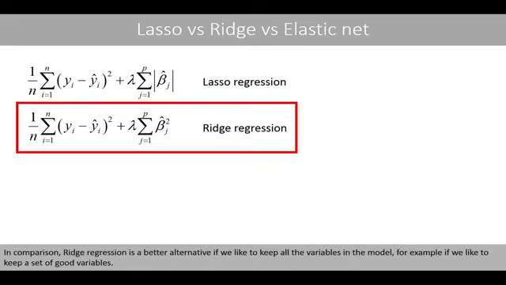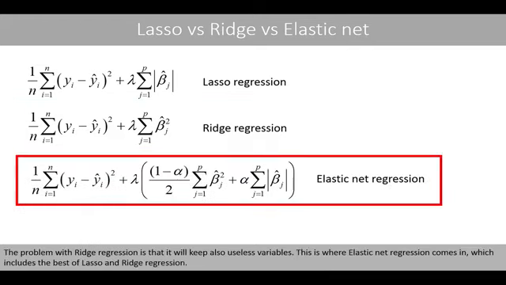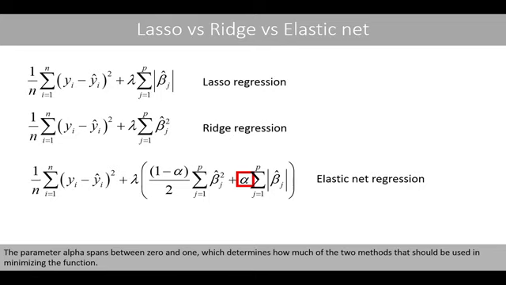In comparison, ridge regression is a better alternative if you like to keep all the variables in the model. For example, if you like to keep a set of good variables. The problem with ridge regression is that it will keep also useless variables. This is where elastic net regression comes in, which includes the best of Lasso and ridge regression. The parameter alpha spans between 0 and 1, which determines how much of the two methods should be used in minimizing the function.